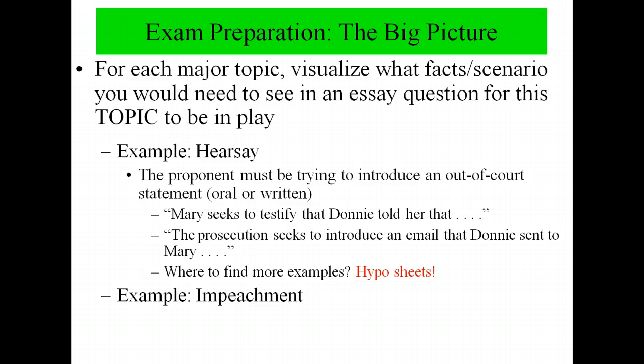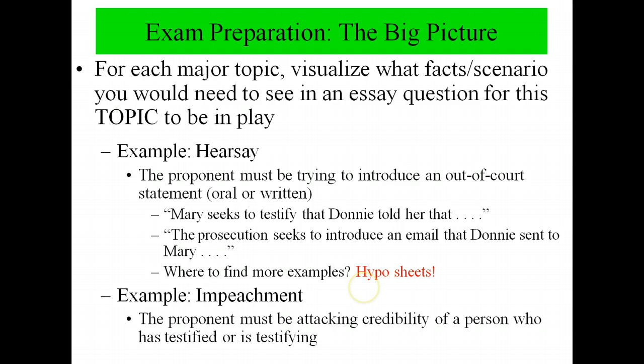Let's try it again for impeachment. What would need to be in the question in order for the topic of impeachment to be at issue? Well, you would need to see the proponent attacking a witness's credibility. So you have to have a person who has testified or is testifying being attacked.